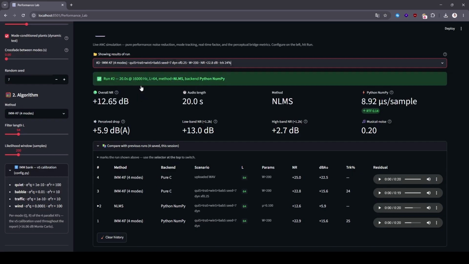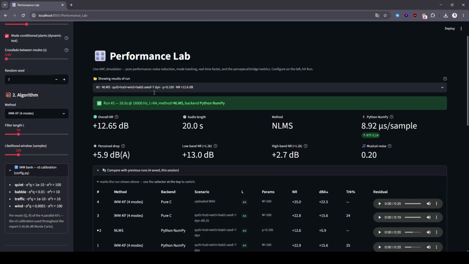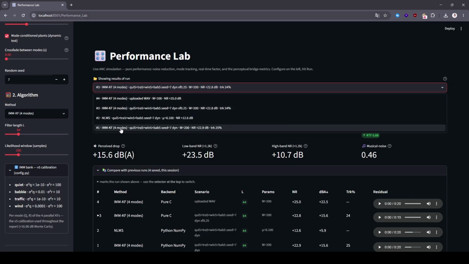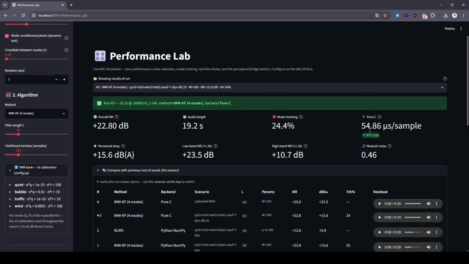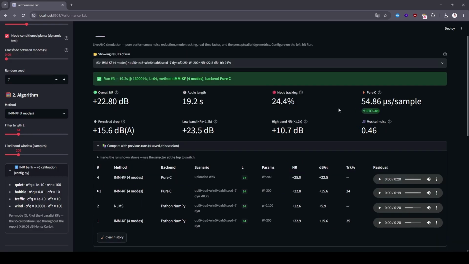Third one was, it's loading, I think. Yeah. Third one was the same calibration like the first one. We can see here 5 seconds of each, and 200 window, and filter length is 64, but its real-time factor is less than 1, so it's almost running real-time. Actually, it's better than real-time.